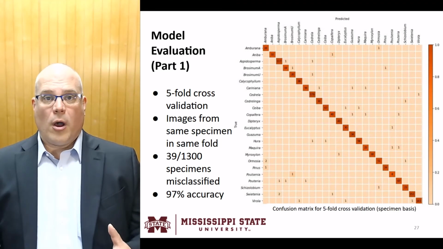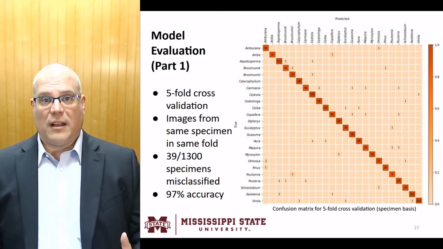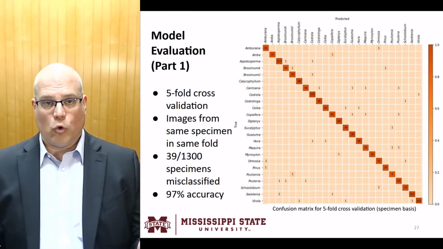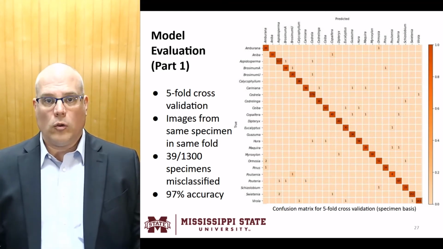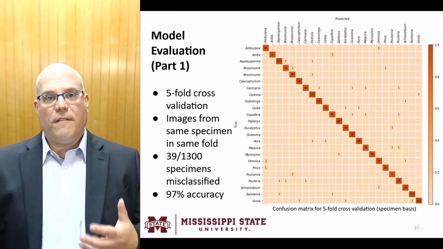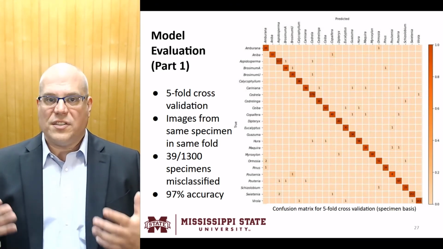Part 1 of our model evaluation was a 5-fold cross-validation. We took all of our images and randomly divided them into 5 groups. Each of these groups we call a fold. Then we take 4 of those folds and we train the model. And then we have the 5th fold serve as the validation set.